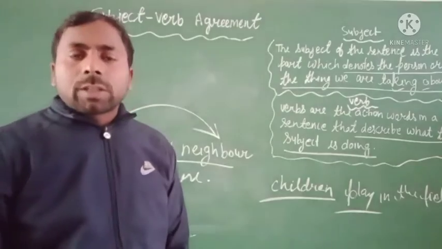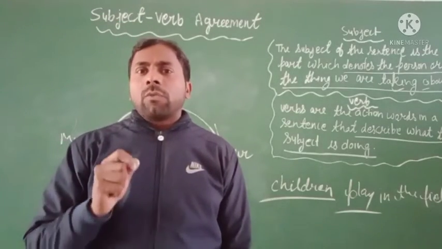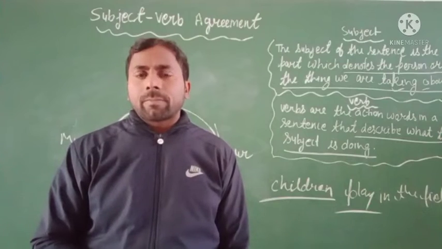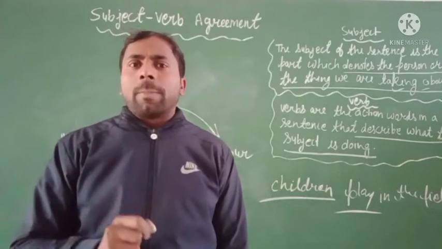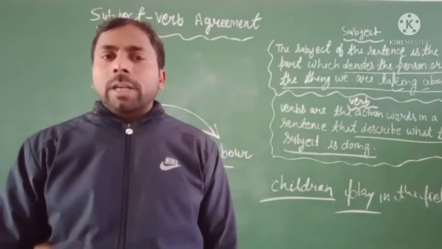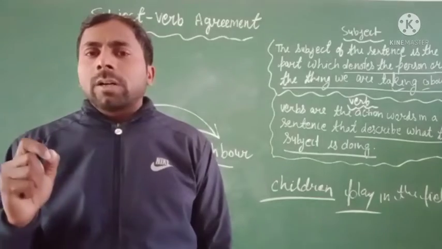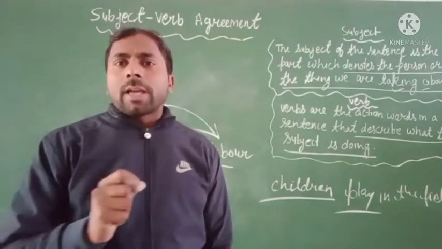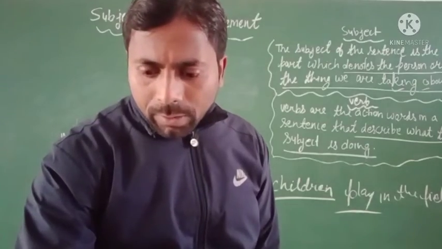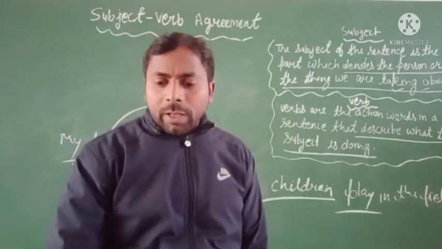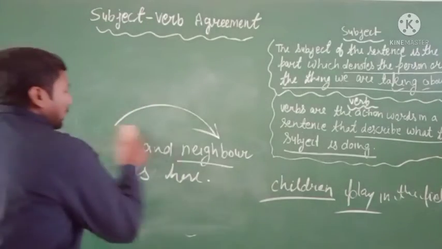Clear? Now next, if the subjects together express one idea, the verb may be in singular number. For example, the long and the short of the matter is that she has decided to return. And another: slow and steady wins the race.